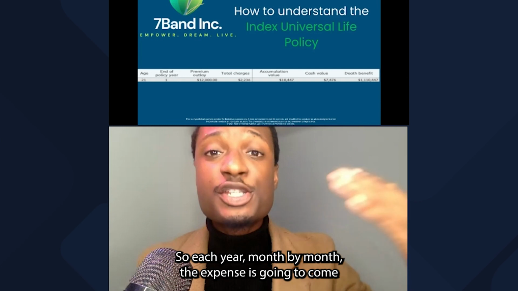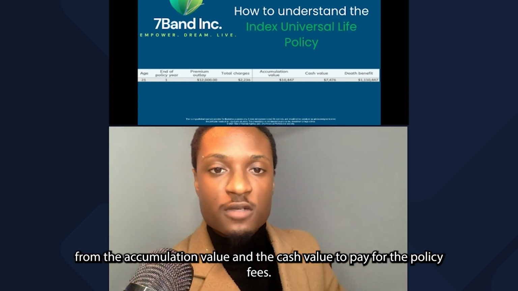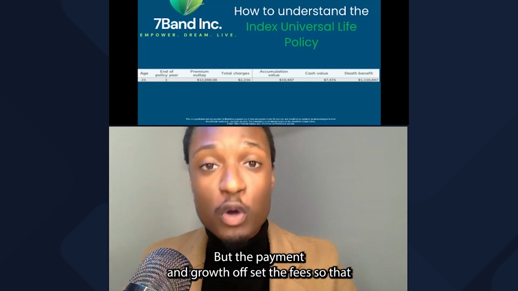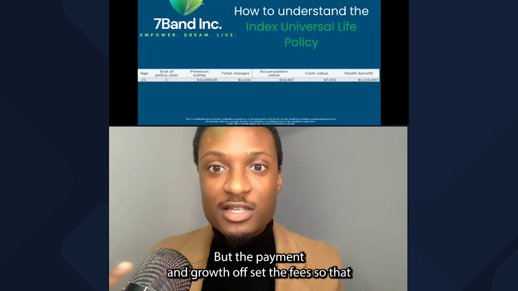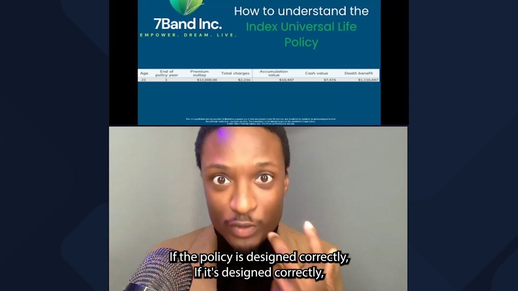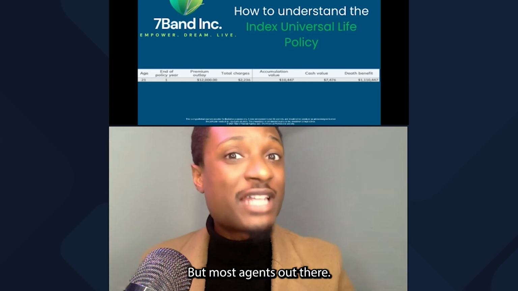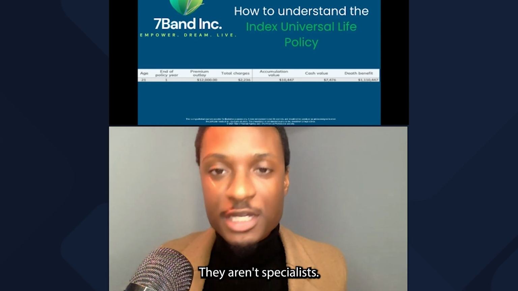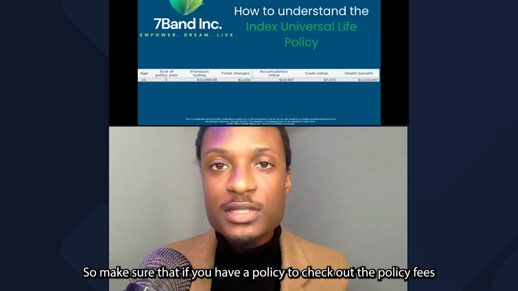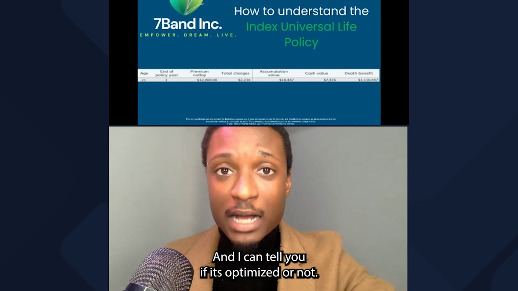$10,447. So each year, month by month, the expense is going to come from the accumulation value and the cash value to pay for the policy fee. But the payment and the growth offset the fees so that they don't really become a problem if the policy is designed correctly. If it's designed correctly, the fees shouldn't be a problem. But most agents out there, they aren't specialists. So make sure that if you have a policy, to check out the policy fees or just bring them to me, okay? And I can tell you if they're optimized or not.